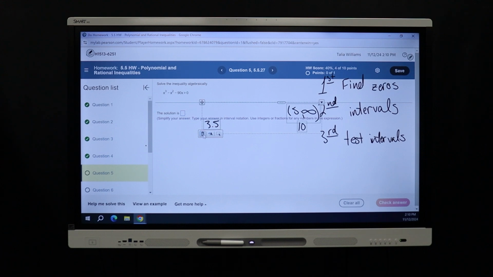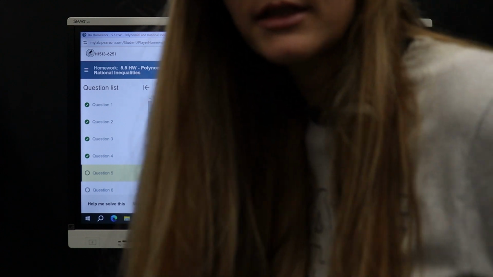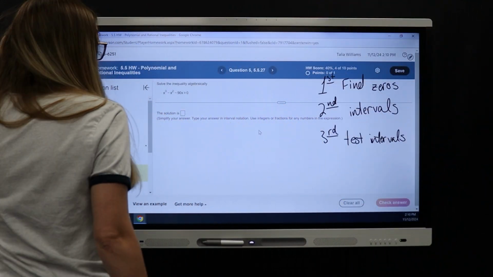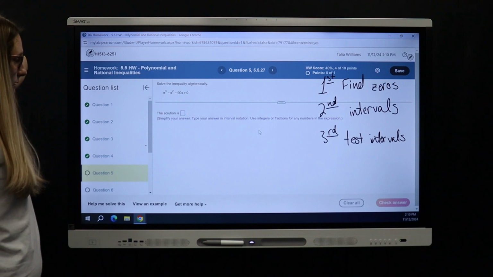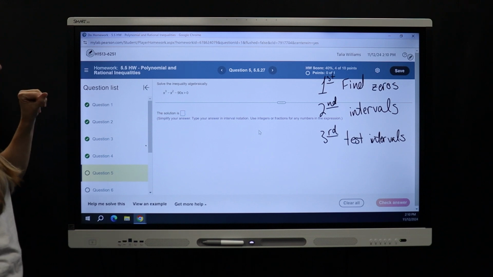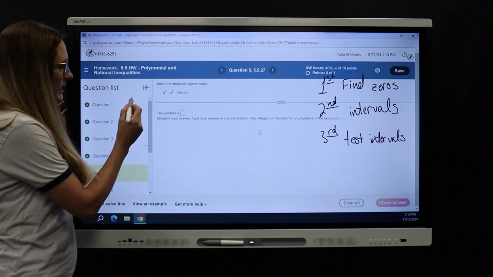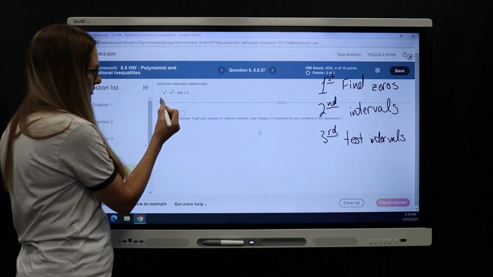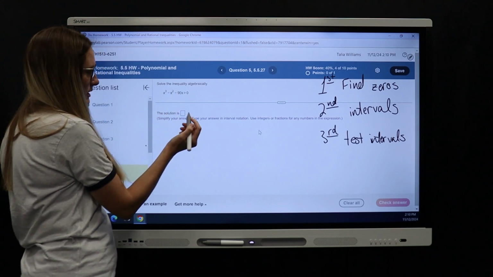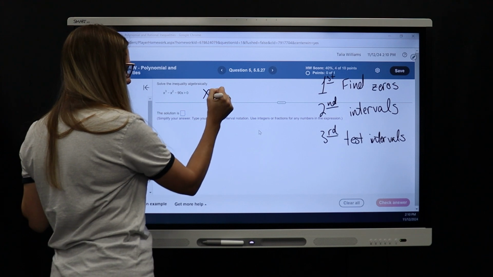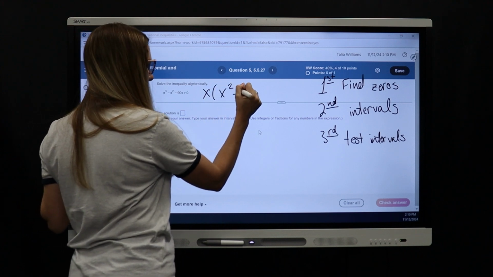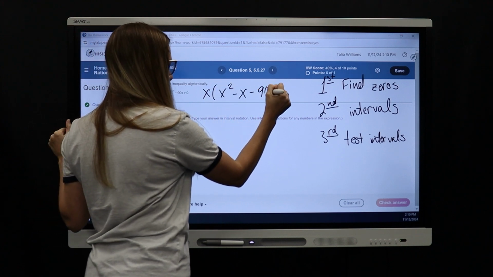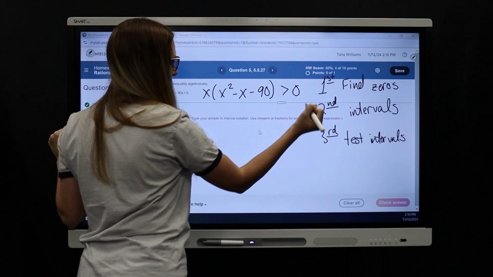Okay. I need to check our time because this one's going to take a second. So we need to factor first. The first thing I see when I'm factoring this one is that there's an x with all three of these terms. So I'm going to factor out an x. So I'd have x squared, subtract x, subtract 90 is greater than 0.